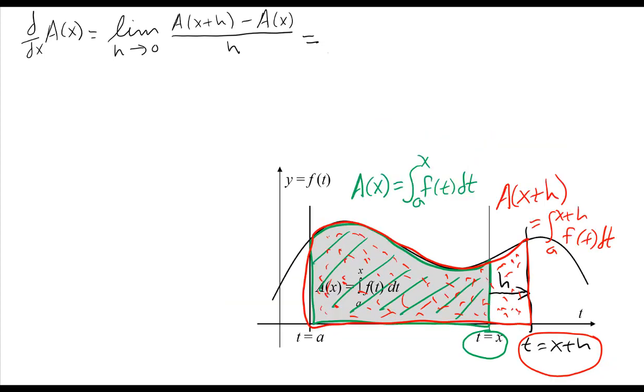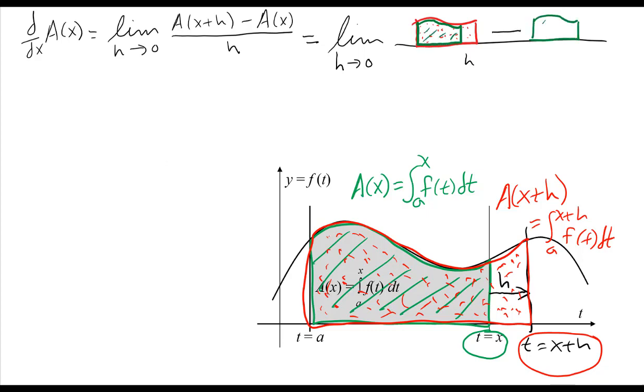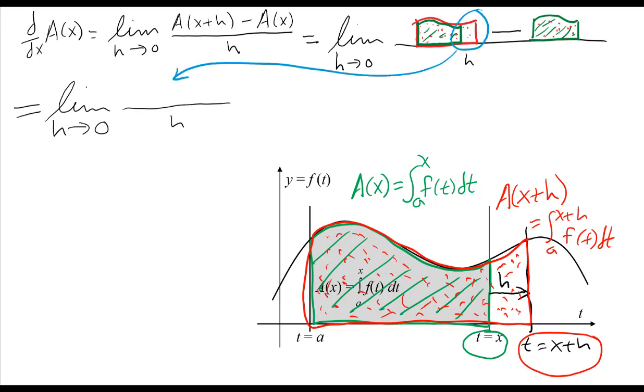So now, taking this back up to our algebra here, A of x plus h is that whole red region, which includes the green and a little bit more. And A of x is just the green region, not that little bit more on the end. And we're supposed to subtract A of x plus h minus A of x. And so when we subtract, we're left with just that little piece on the end. That is the area that's A of x plus h minus A of x.